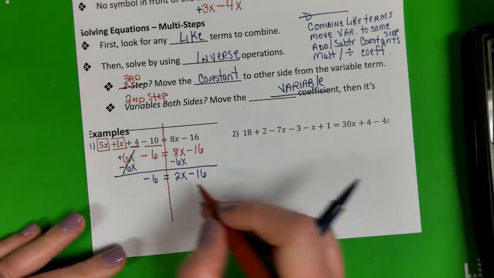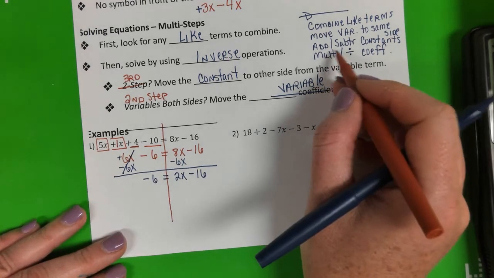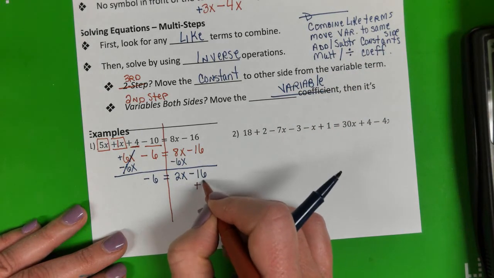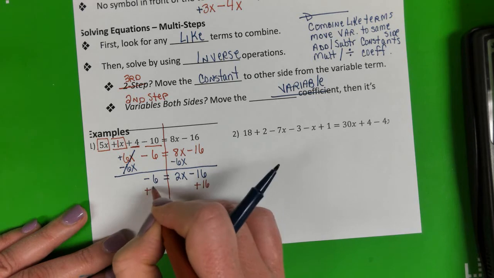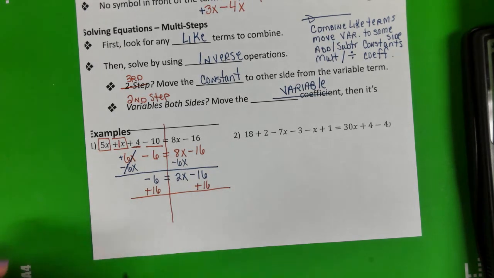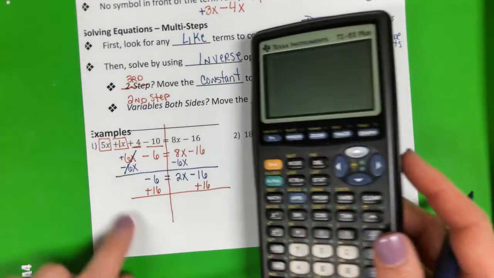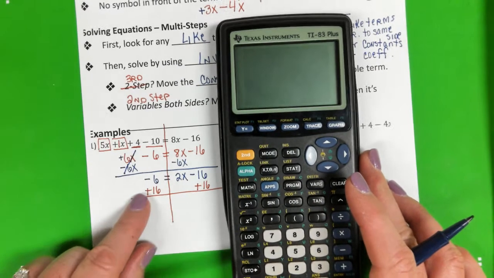Okay, next, we're going to add or subtract our constants. Minus 16 is my constant, so I'm going to add 16 because that's the opposite. Now remember, this is where we really want to pick up our calculators if we're not good with integers. So I just want to show you this real quick. This is negative 6 plus 16.